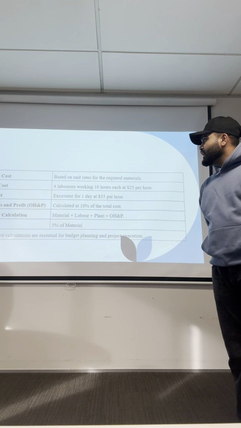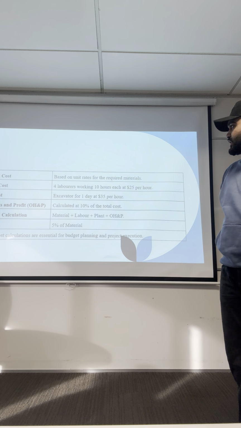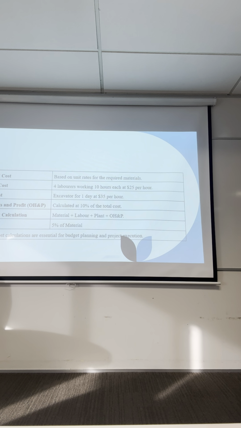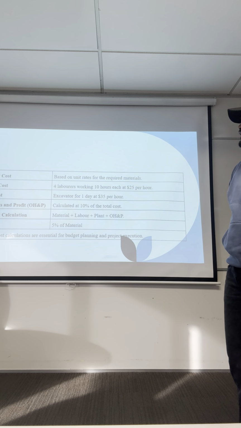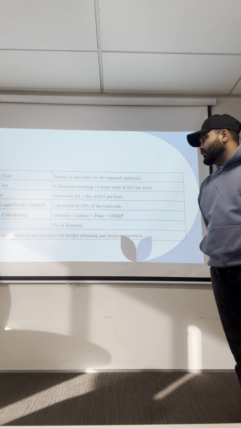For material, the cost is measured based on the unit rates for the required material. The second one is labor cost: 4 laborers working 10 hours each at a pay rate of 25 per hour. The third one is plant cost: an excavator for 1 day at a pay rate of 35 per hour. Overhead and profit is calculated at 10% of the total cost. The next one is total cost calculation: material plus labor plus plant plus overhead and profit. The last one is waste. Waste is measured at 5% of material.